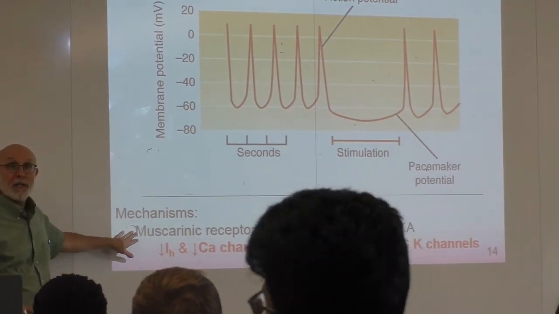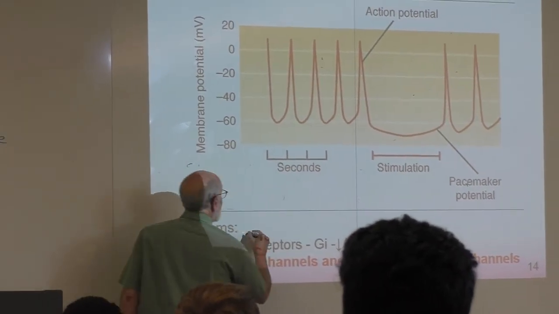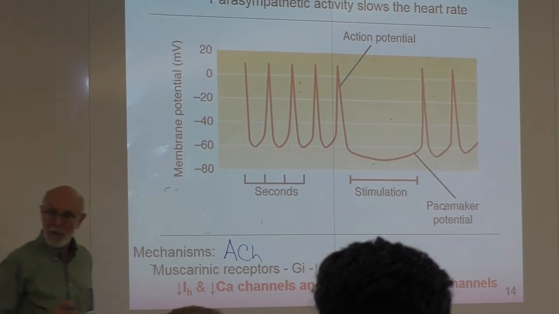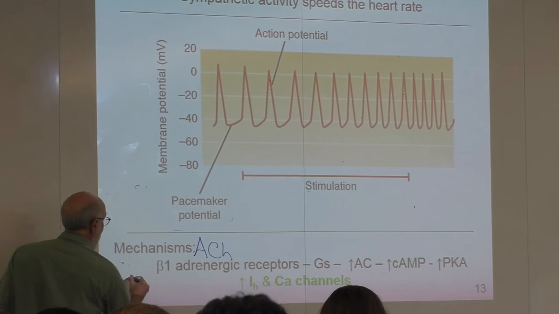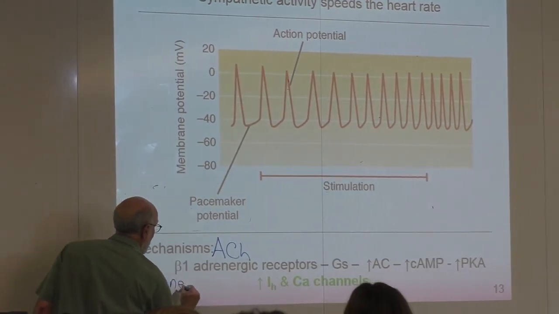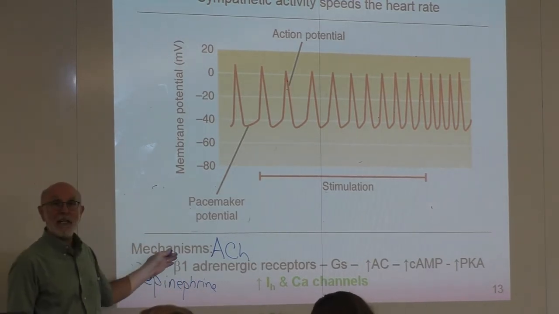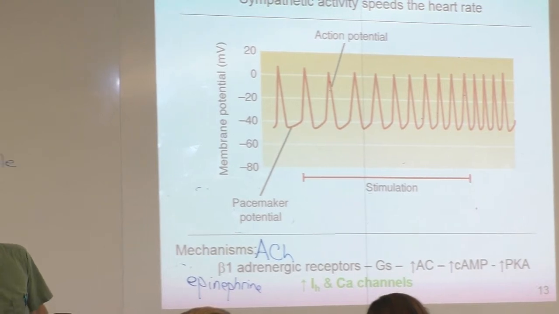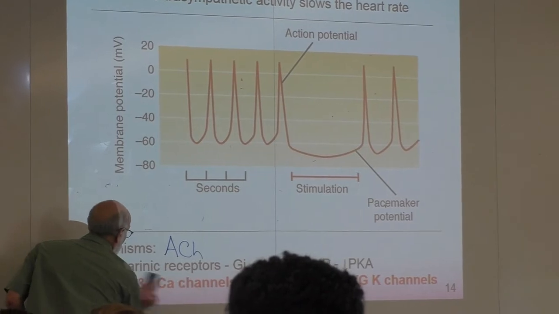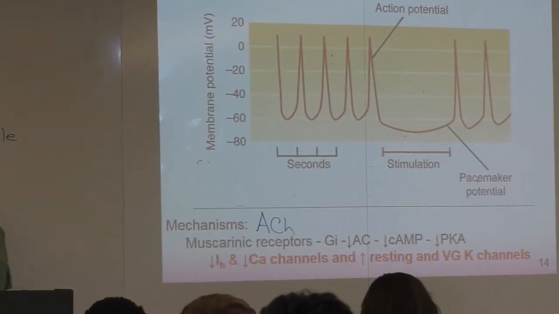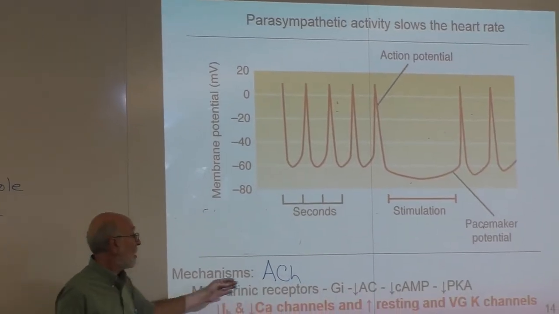The receptors are the muscarinic receptors. These are muscarinic receptors to acetylcholine. Let me go back to the neurotransmitter just for a moment. The neurotransmitter of the sympathetic nervous system is epinephrine, adrenaline, which activates adrenergic receptors. The neurotransmitter of the parasympathetic nervous system is acetylcholine, which in the heart activates muscarinic receptors, which are GPCRs coupled to Gi.